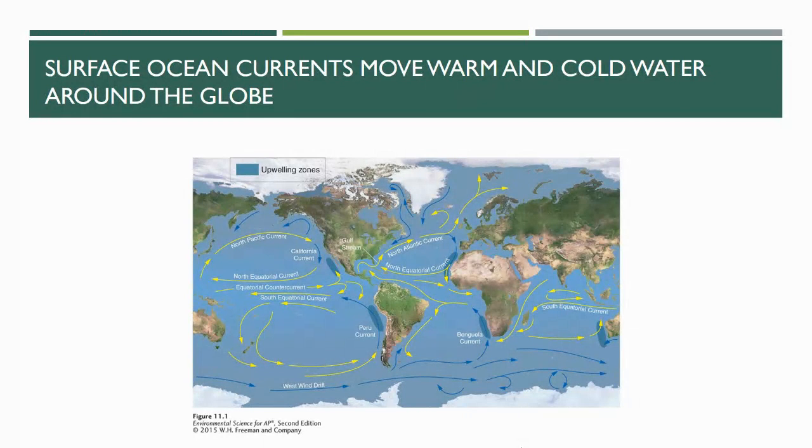So this is ocean currents on our globe. Those darker blue spots are the upwelling zones. So you can see we've got several of those around the globe. And then you can see the direction of the ocean, which again is a combination of temperature, salinity, where the continents are, and the Coriolis effect.